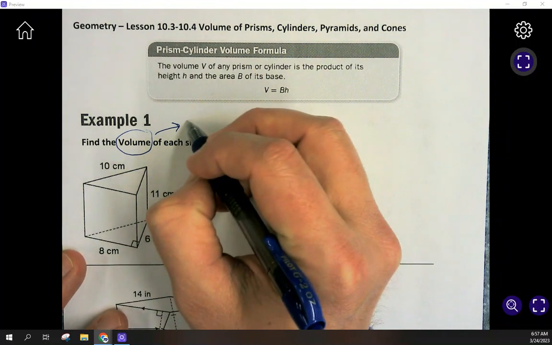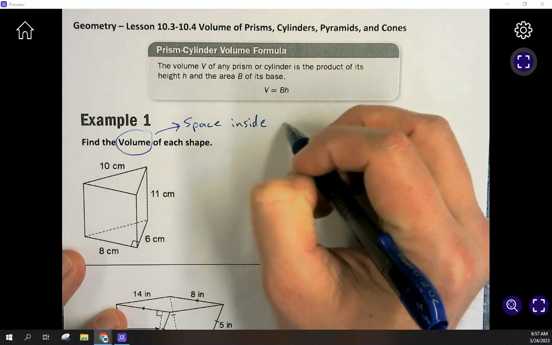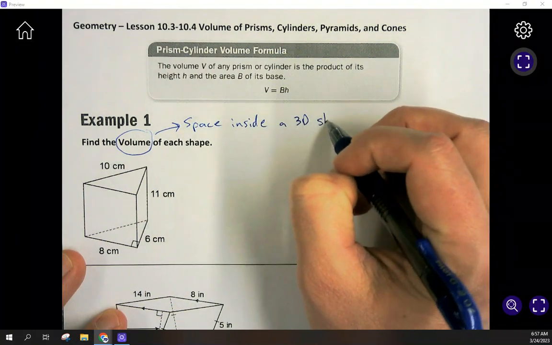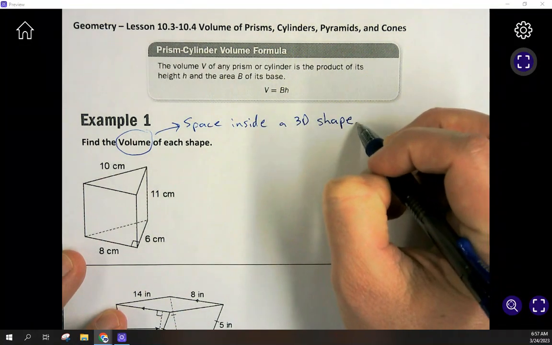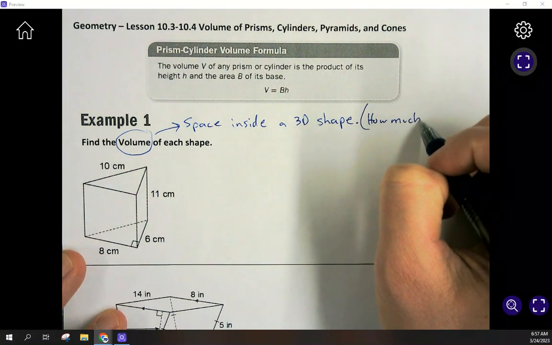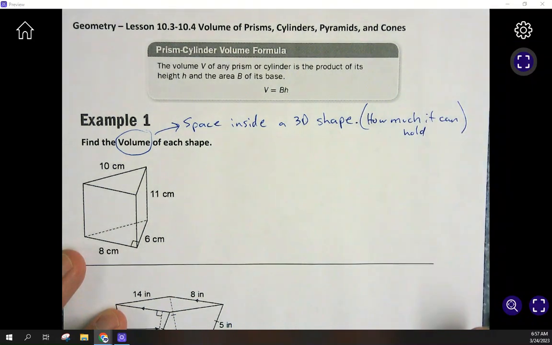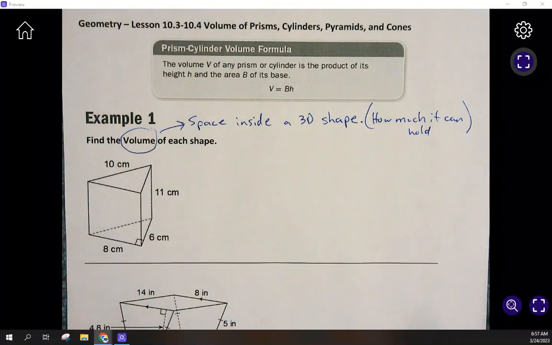So volume is the space inside the 3D shape. Another way to think about it is how much it can hold. So if we're filling these up with a fluid, how much water could it hold? And another way to think about it is if you were actually manufacturing these and they were solid, like completely made of metal, how much material would be needed to make this solid shape.